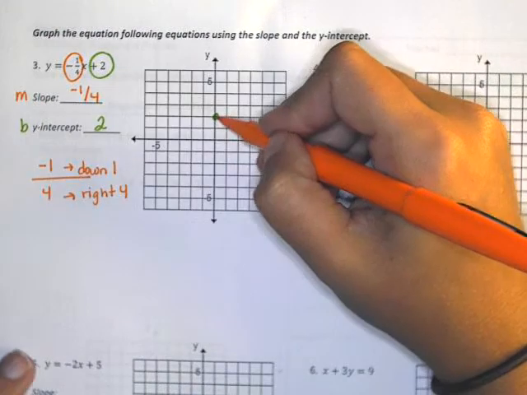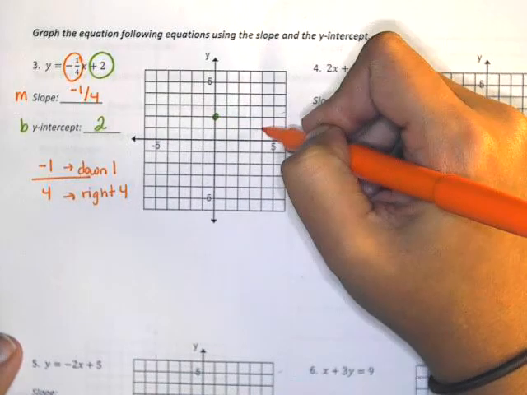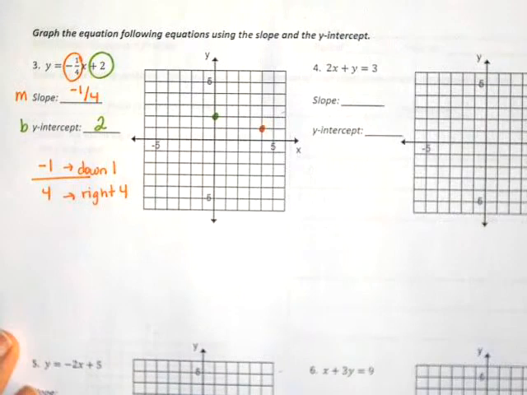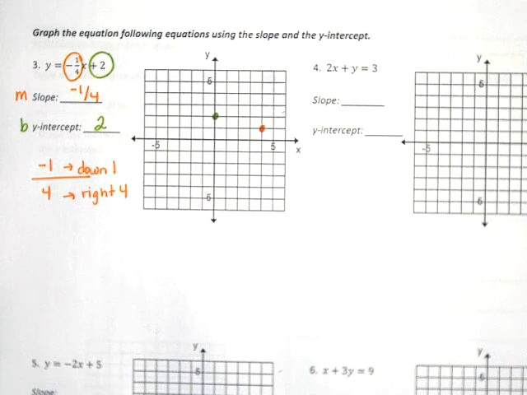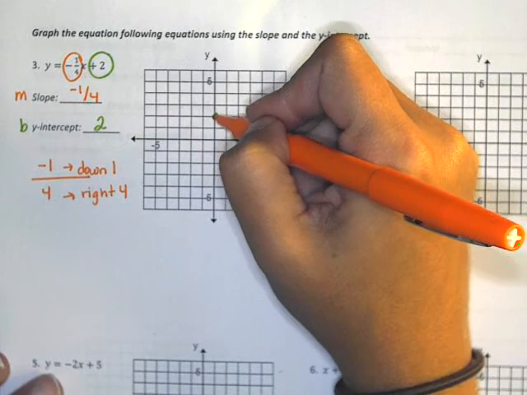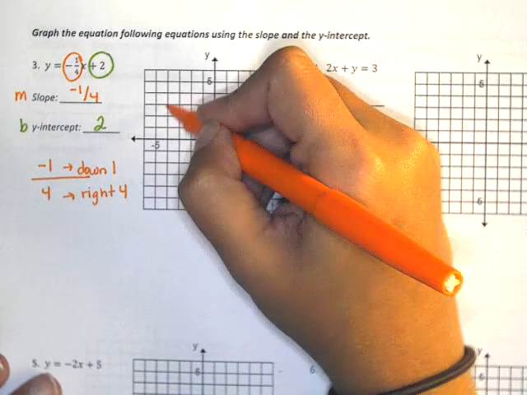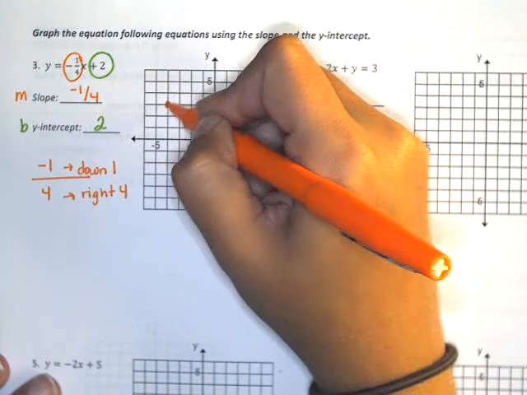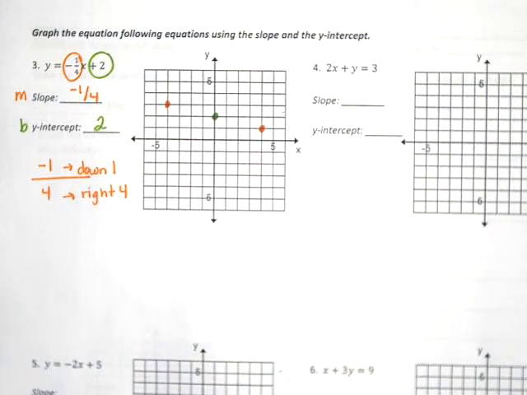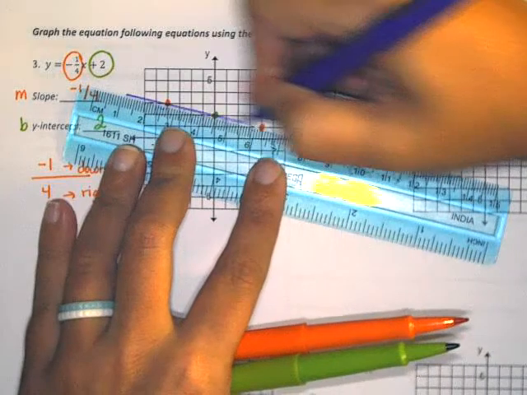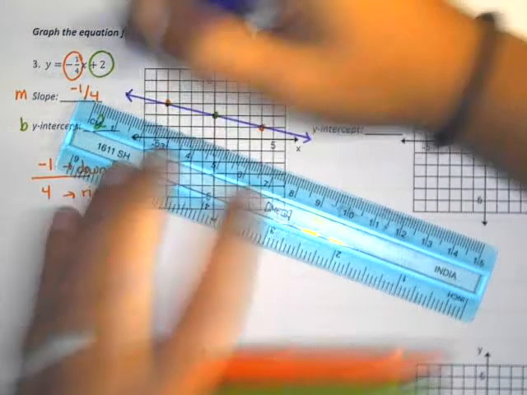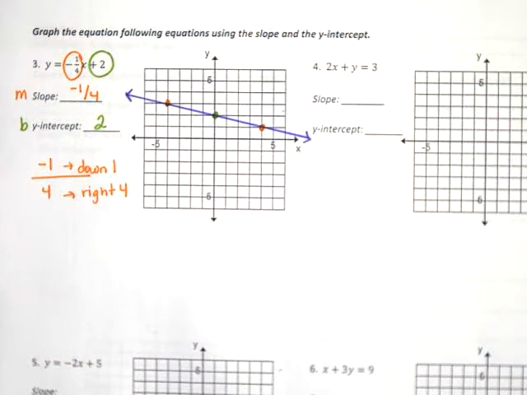So from here, I'm going to go down 1, right 4 spaces, and put a new point there. Now, if I try to go down 1, right 4 spaces again, I'm out of room. So instead, I'm going to go back to my original starting point and reverse both of these. I'm going to go up 1, left 4. If I try to go up 1, left 4 again, I'm once again out of room. So I'm just going to stop. I'm going to draw a line through my points, and I'm going to make sure it goes beyond the edges of the graph and that it has arrows.